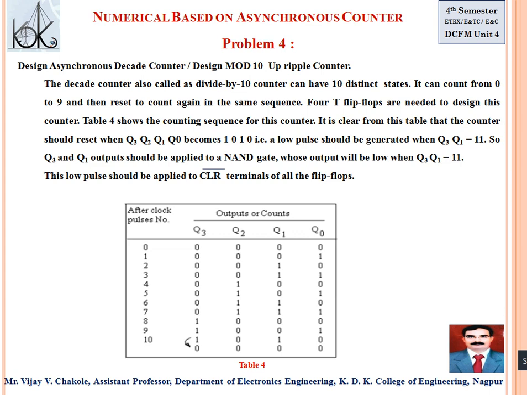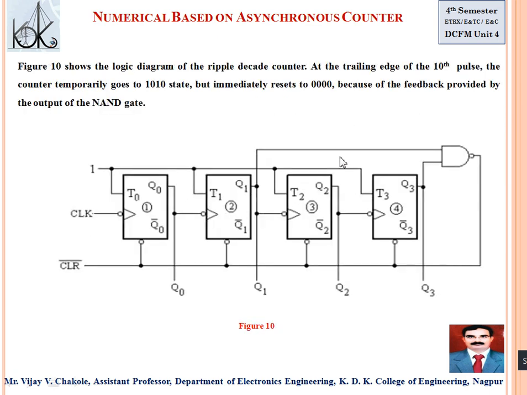Your sequence goes from 0 to 15, so after 9 you are going to 10. But 10 is not a valid state. You have to go to 0. So whenever 10, that is 1010, comes, the reset logic circuit of the asynchronous counter must be activated. This reset logic circuit gives you the output 0 to your clear terminal, and whenever you provide 0 to the clear terminal, all the flip-flops are reset and your output becomes 0 0 0 0.